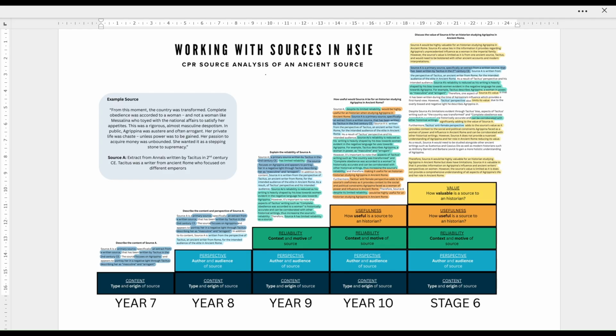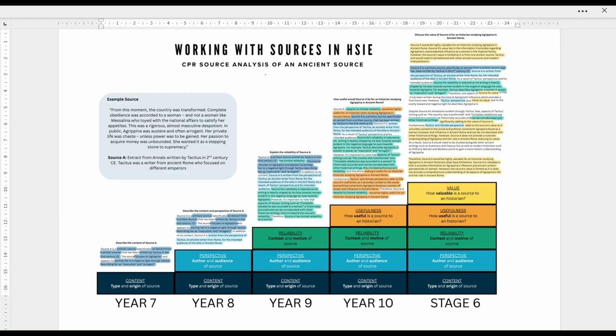So what you see in front of you here is a continuum, which is like a staircase of difficulty. In Year 7, looking at the bottom left of the screen, you can see that you're looking at the content of a source. And then in Year 8, next to that, one step up, you not only look at the content, but you also look at the perspective of the source. And then moving up to Year 9, you'll be required to apply your knowledge of content and perspective of the source, as well as looking at the reliability.